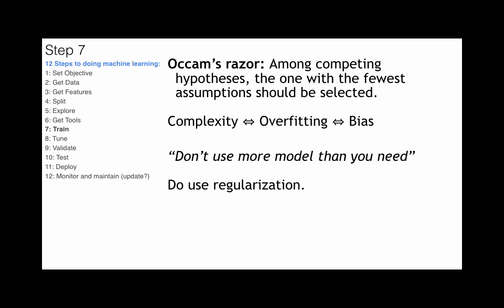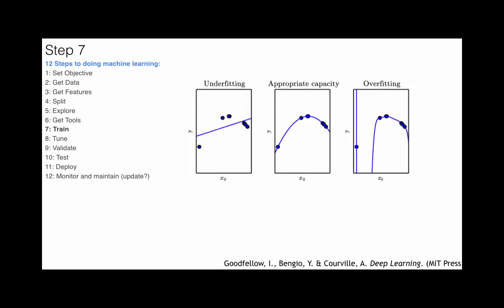In general, we can sum this up by saying: don't use more model than you need. And this is actually intuitive. There are these words that we use: complexity, overfitting, and bias, if we're using more model than is necessary. What that means is basically this: what is the true distribution of your data, and is your model appropriately fitting or overfitting that data?